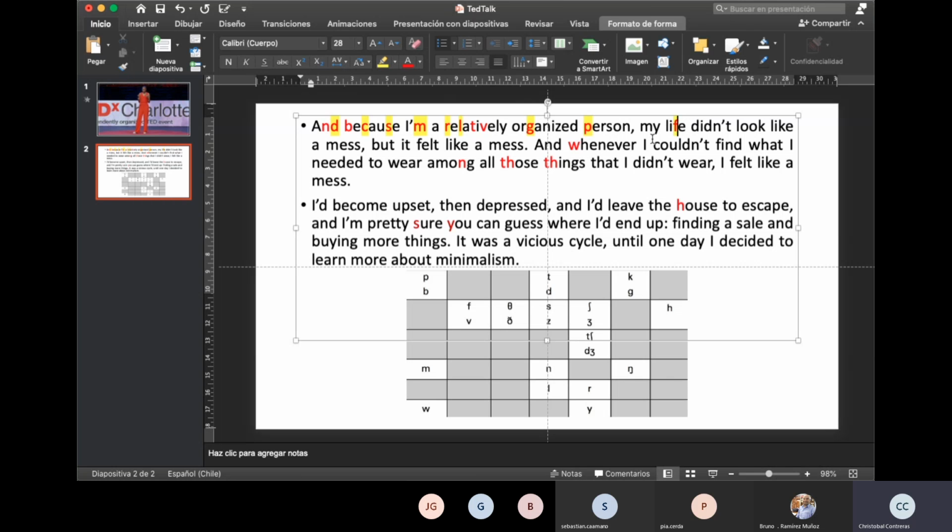"My life didn't look like a mess, but it felt like a mess." And "whenever," here we have another consonant sound. This is like woo, woo. And does anyone want to explain that consonant sound? Me, I can say it's labiovelar. It's voiced. And what am I missing? It's a glide. Okay, thank you.